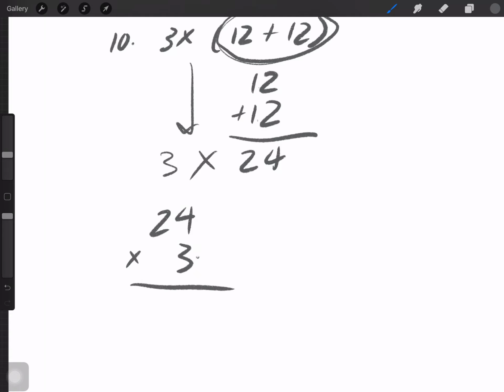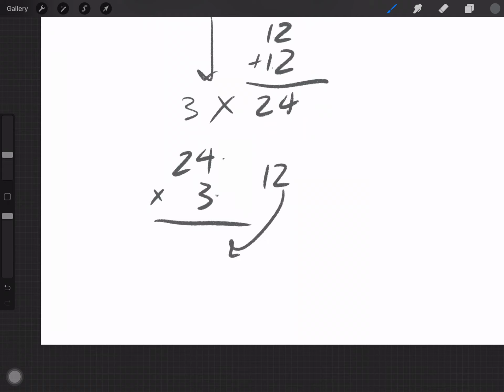Now, 3 times 4 equals 12, right? We're going to put the 2 down here, and the 1 is going to go up here. 3 times 2 equals 6, plus 1 is equal to 7. So your answer is 72.